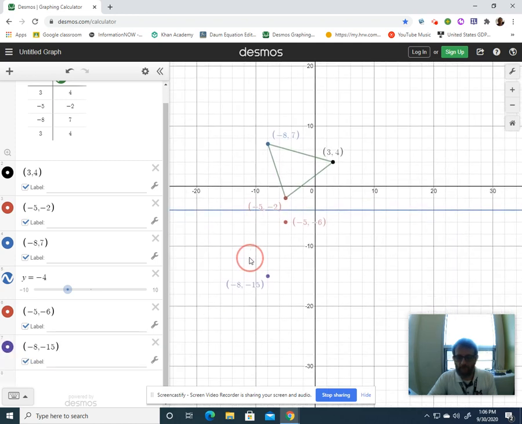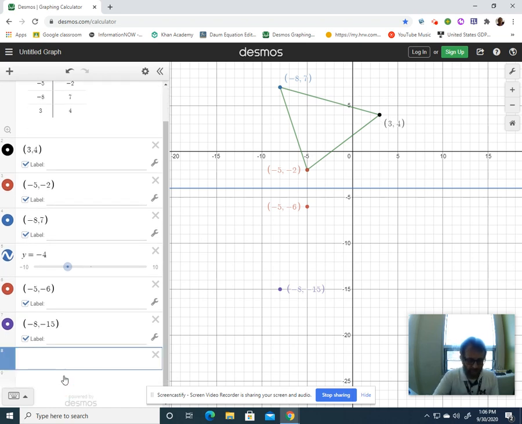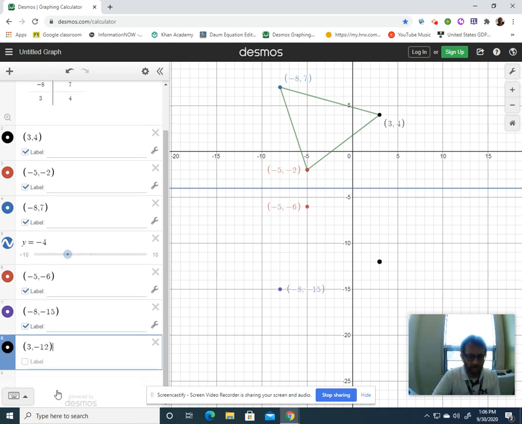And then the last one is this one. And this is a total of 8 units. So you're going to go 8 units below. So again, we're going to maintain at 3. The x isn't going to change. We're 8 units above -4. We're going to go 8 units below -4. And so we're at -12. And those are the mirror images.